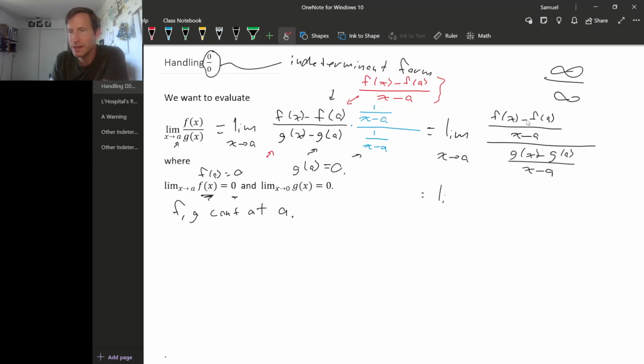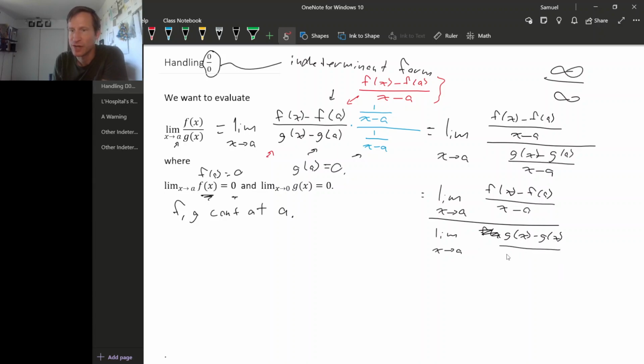Now that we have this split up this way, it's actually safe to take the limit of the numerator and the denominator separately, right? That's what we couldn't do before, because we just ended up with 0 divided by 0. But now if we take the limit of the numerator and denominator separately, we get the limit as x goes to a of (f of x minus f of a) over (x minus a), over the limit as x goes to a of, sorry, not f, it's g down here, (g of x minus g of a) over (x minus a).